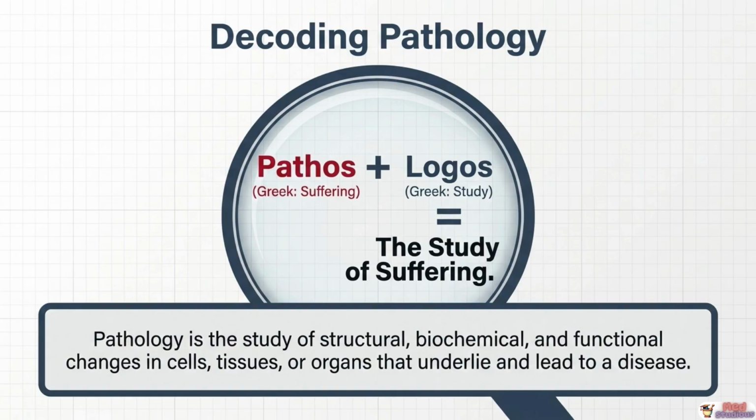Biochemical changes refer to abnormal molecular and chemical processes occurring within diseased cells, disrupted enzyme systems, aberrant metabolic pathways, abnormal protein production. And functional changes refer to how these structural and biochemical abnormalities ultimately translate into impaired organ performance. The study of pathology integrates all 3 of these dimensions simultaneously. A pathologist looking at a tissue biopsy is not just describing what they see under the microscope. They are decoding the entire chain of events that connects a cellular injury to a patient's clinical suffering.